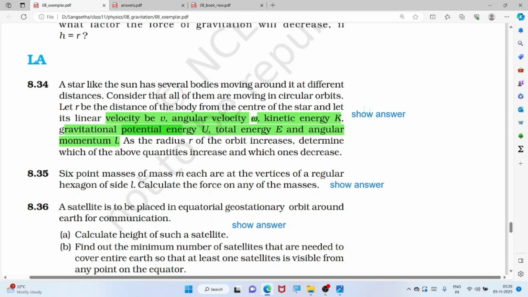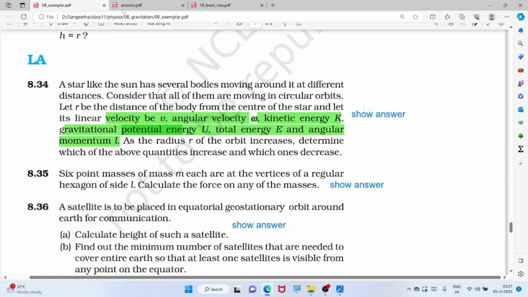A star like the sun has several bodies moving around it at different distances. So consider all of them moving in circular orbits. Let r be the distance of the body from the center of the star, that is the sun. Let its linear velocity be v. As the radius r increases, determine which of the above quantities increase. Okay, based on the radius of the orbit, how will these quantities vary. 34.